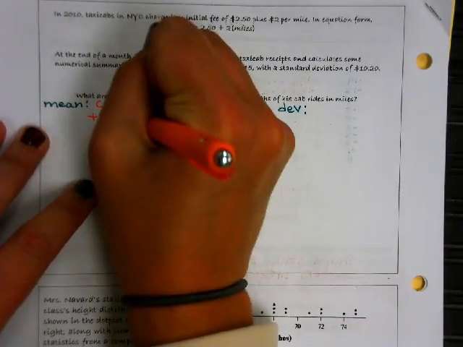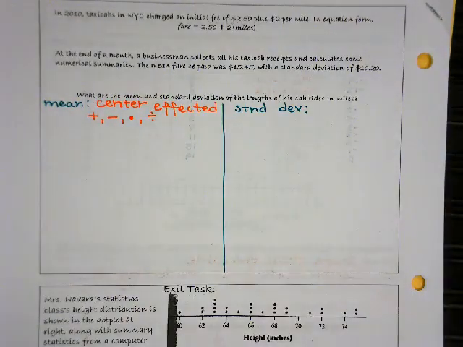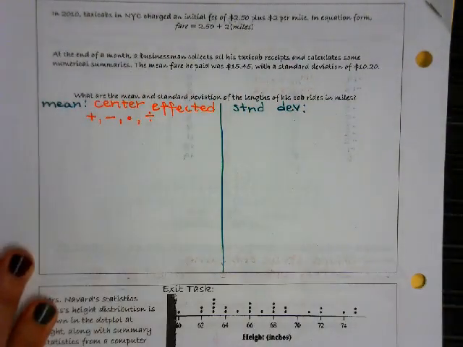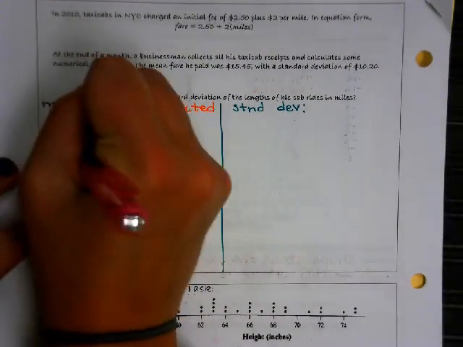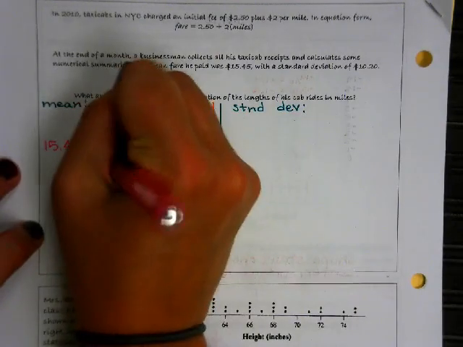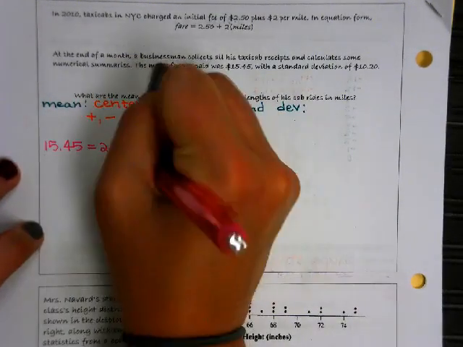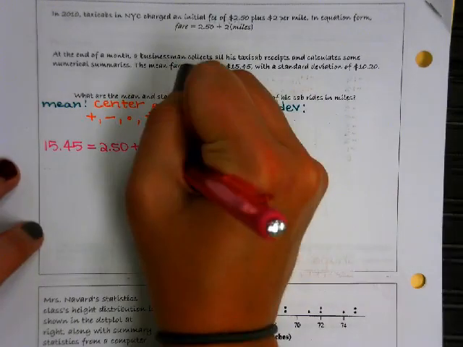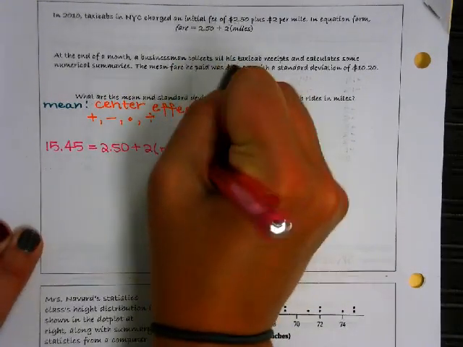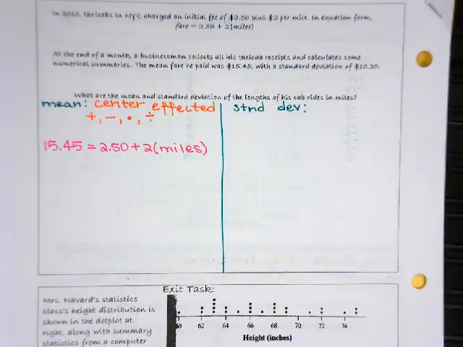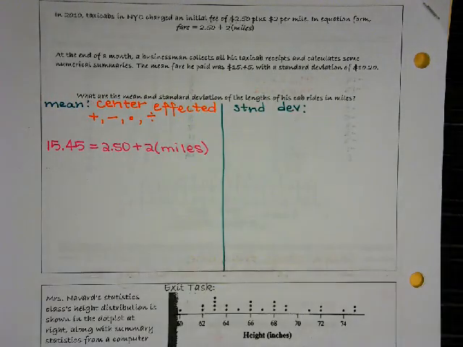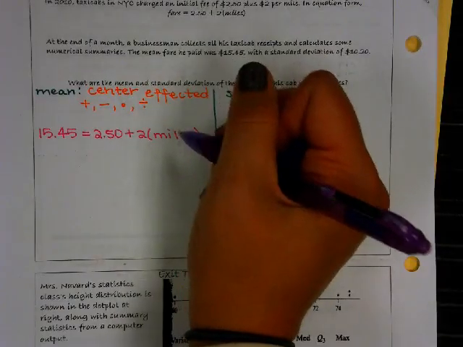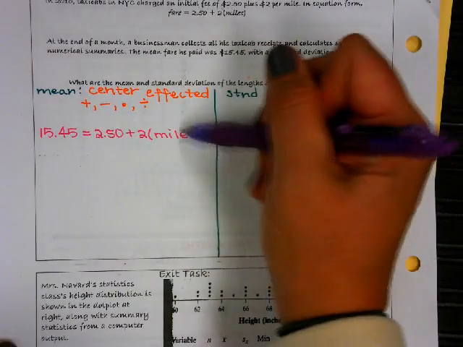So we know his average fare was $15.45. To find the average number of miles, we put $15.45 in for the fare, and we're going to solve for miles. What would be the first step in solving? Subtract 250. I was going to say think of miles as x. So first thing we're going to do is take away 250 from each side.